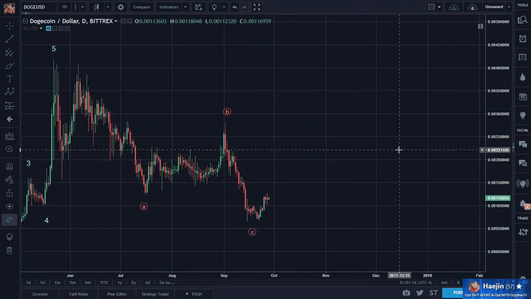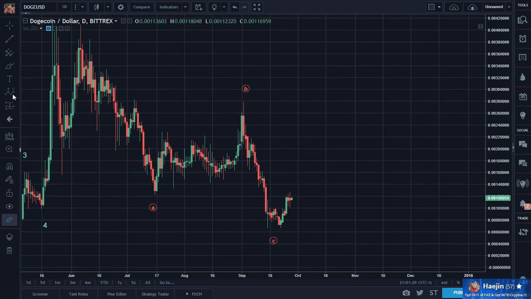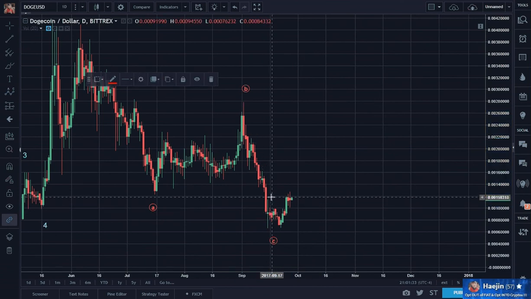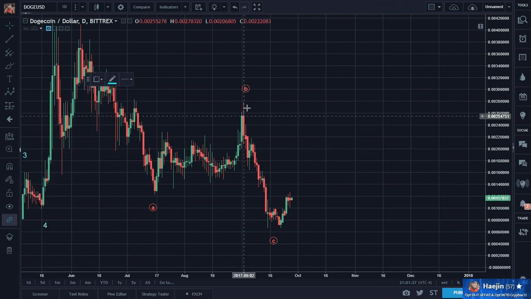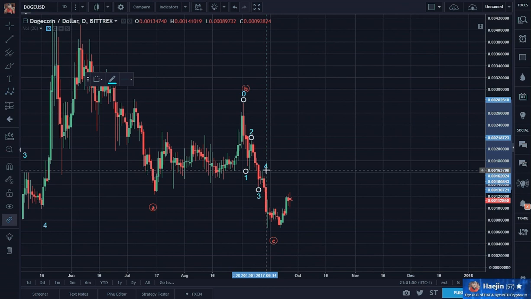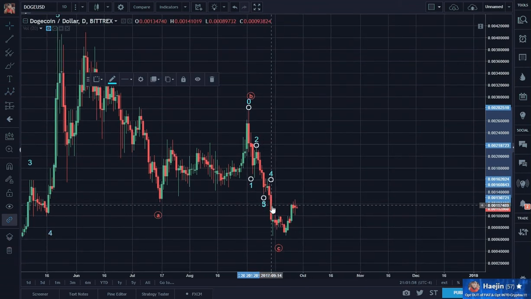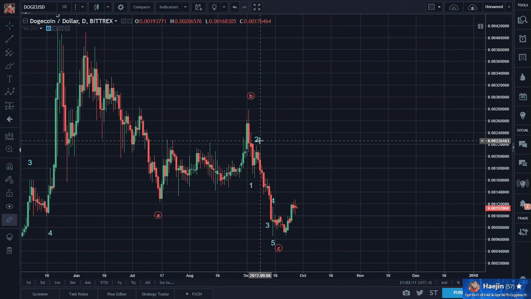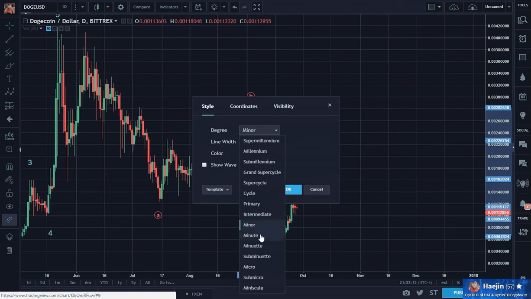And let's see if this has 5 waves down. Count it as 1, 2, 3. Oh no, sorry, I didn't change it to the numbers. 1, 2, 3, 4, and 4 is barely just not overlapping technically. But is that where I want to put 4? I could, but put 5. I can also put 3 and 4 right there. Either way, it'll be fine. And this would not be in a minor scale. This would be in a minute scale.